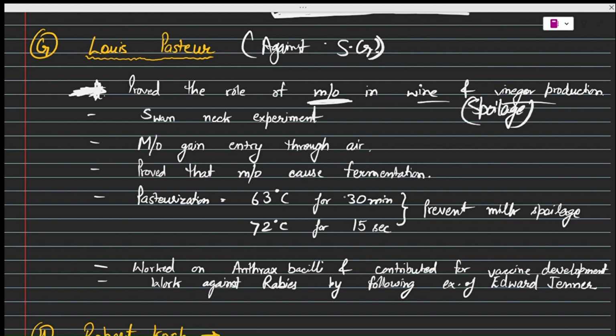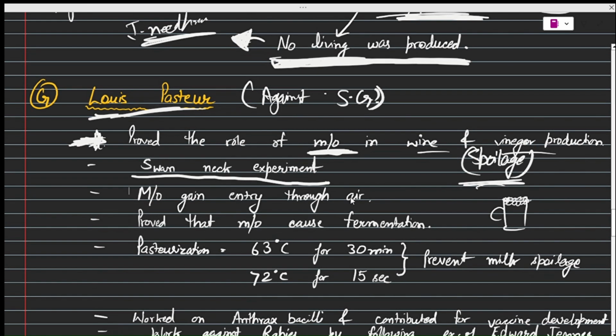Actually, Louis Pasteur's friend was the owner of a wine company, or you can say beverage company, and he was observing some sort of spoilage in his wine. Okay. So, of course, if you have spoilage in the wine, how can you drink? That's why Louis Pasteur came into the picture and he observed the microorganisms there. Okay, and he also performed the swan neck experiment. Okay, let me explain to you.